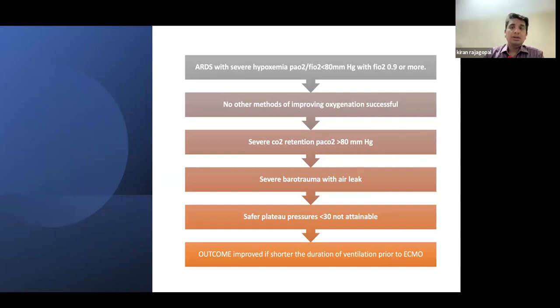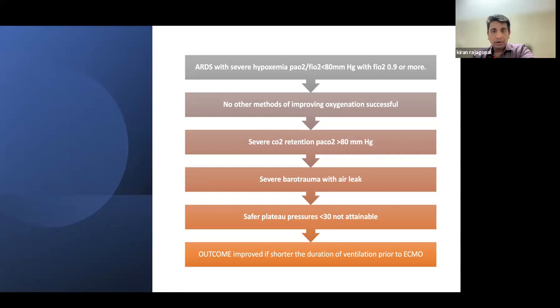But if you're opting for ECMO, it is ideal to initiate ECMO within 7 days of mechanical ventilation, because if you are initiating ECMO after a 7 day period of mechanical ventilation, the chances of recovery are comparatively less.